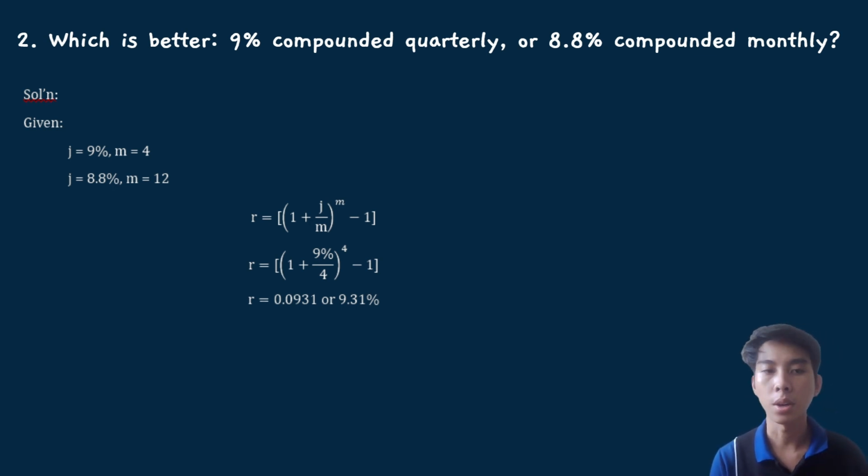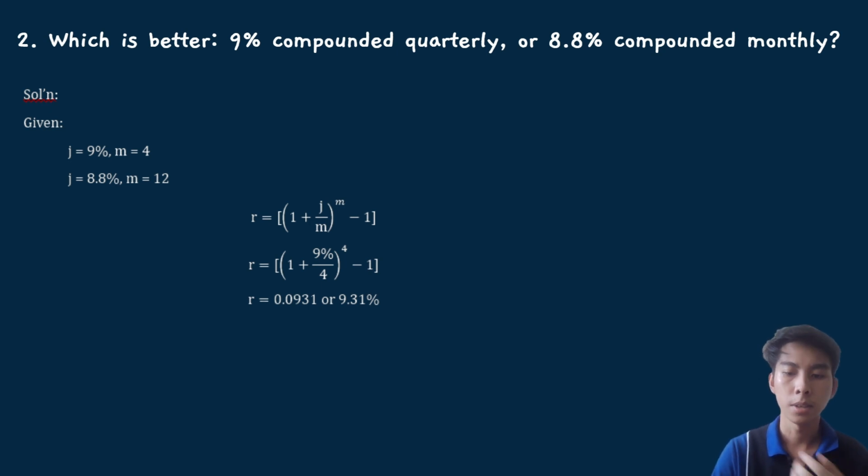So we first solve for our first given when the nominal rate is 9% and M is 4, or compounded quarterly. So we have R equals the quantity of 1 plus J, which is 9% over 4, raised to 4, minus 1, which gives us the result of 0.0931 or 9.31%. Now to find which is better, we need to solve for the second given.